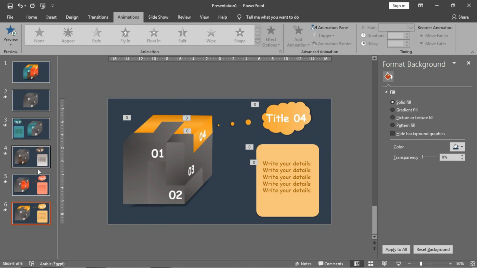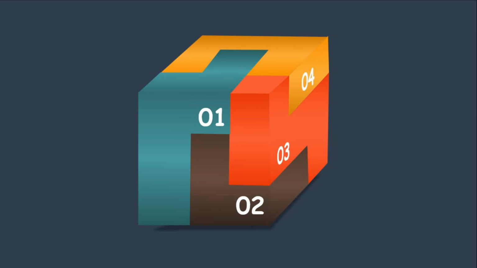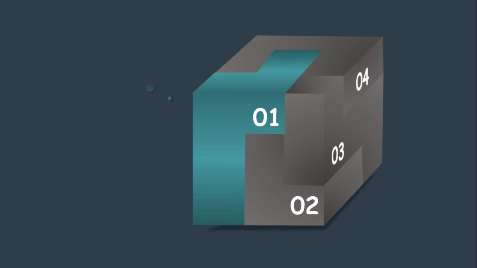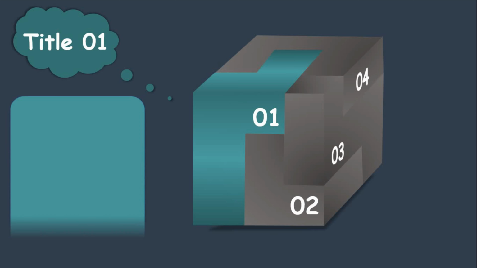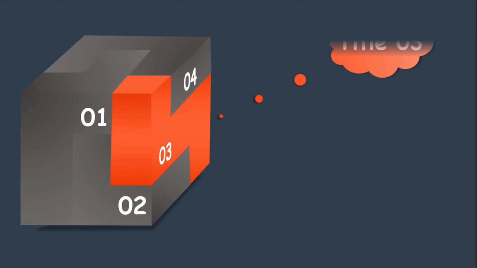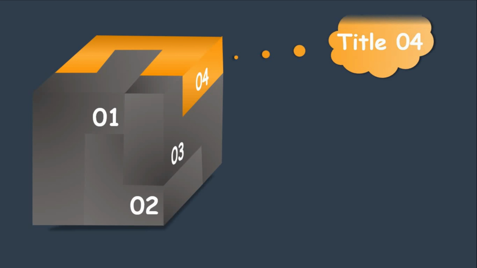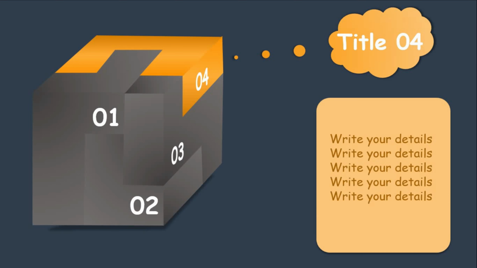Okay, and now I have finished the other slides, and we will preview the end of the project. This is the first one. This is the off colors. First part of the 3D cube. Second part, title 3. And title 4. And now we reach the end of the video.